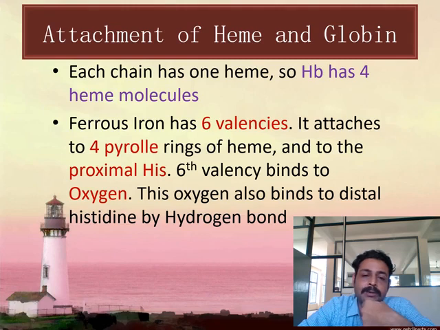It is attached. So what happens to the sixth valency? Sixth valency is free, because it will bind to the oxygen. This oxygen has two valencies. So one is attached with this iron, and oxygen is also attached to the distal histidine. See how the oxygen is packed inside the heme and globin molecule.